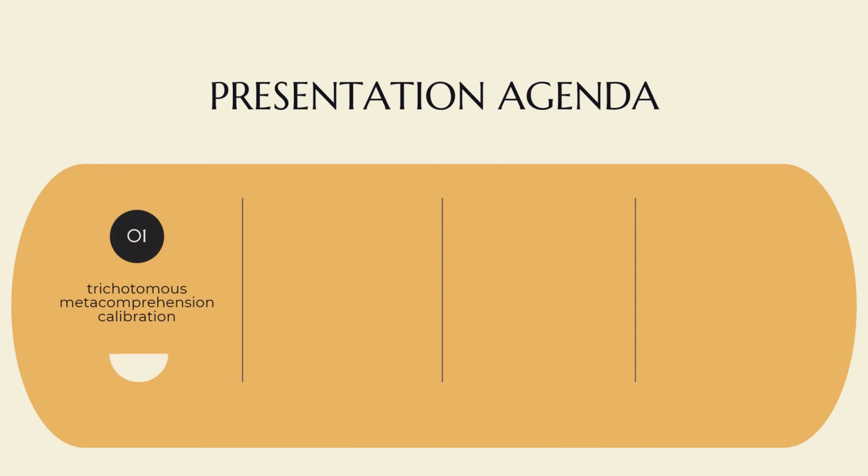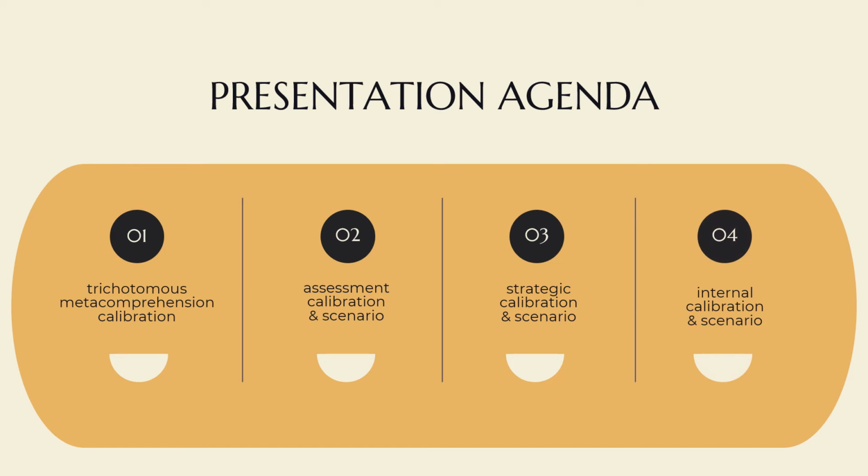This presentation will begin with a discussion of trichotomous metacomprehension calibration. From there, the three categories of metacomprehension calibration will be explained. These are assessment calibration, strategic calibration, and internal calibration. Scenarios will be provided for each type of metacomprehension calibration to more deeply understand the calibration types and to understand how instructors can collect and use trace data to improve student metacomprehension calibration by using a software called NStudy.